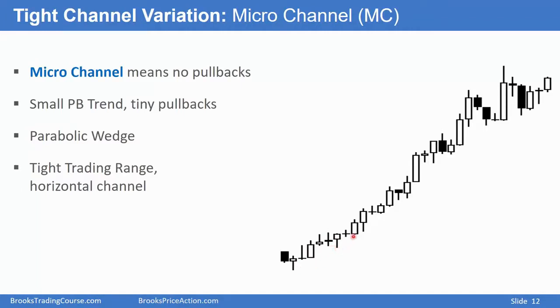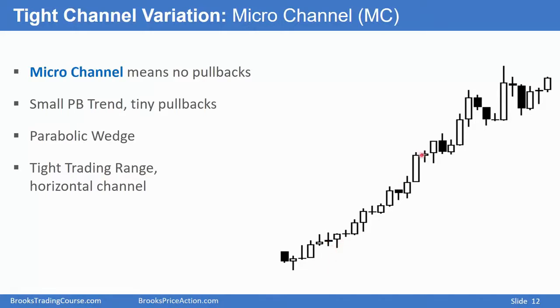Here's the microchannel. And then through here, we have a series of bars with no pullbacks, and then we have a little pullback here. This low went below that low. So this is a microchannel. And then again here, 4 bars or so, 5 bars without a pullback, another microchannel within a tight bull channel.